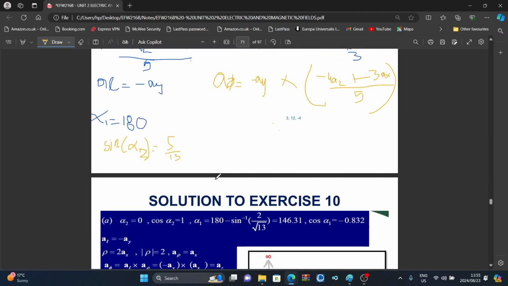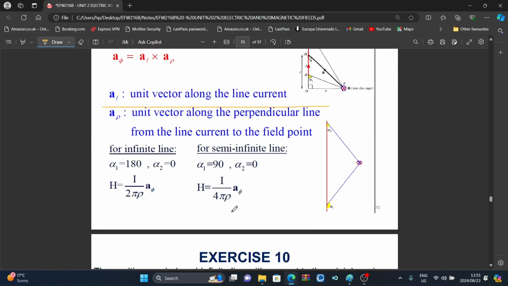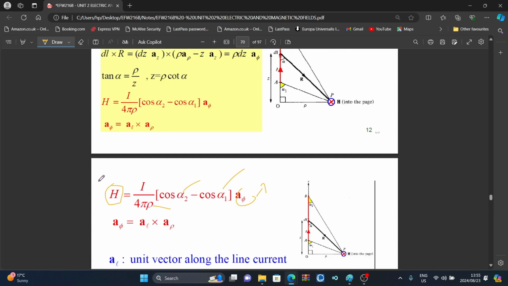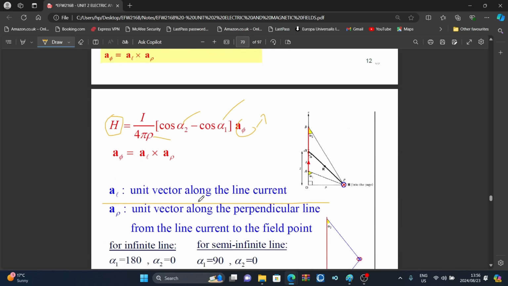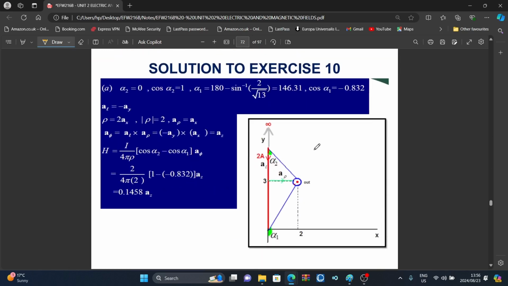And I believe that's us done. So I believe I showed you the process of how to calculate these values, which are the more important stuff. And if you can calculate these values, then it's just simple substitution in this formula here to find your magnetic field strength. So that's exercise 7 for you. Oh, I mean 10.